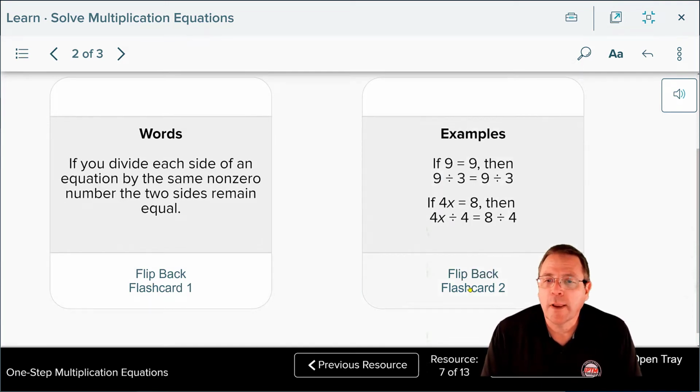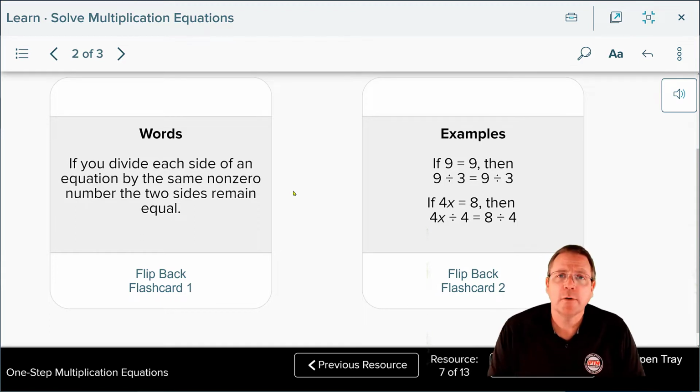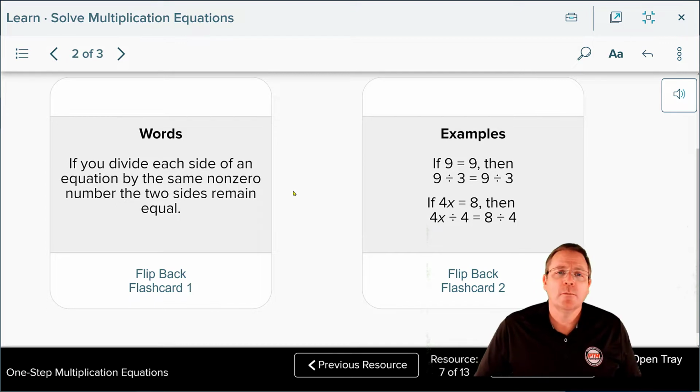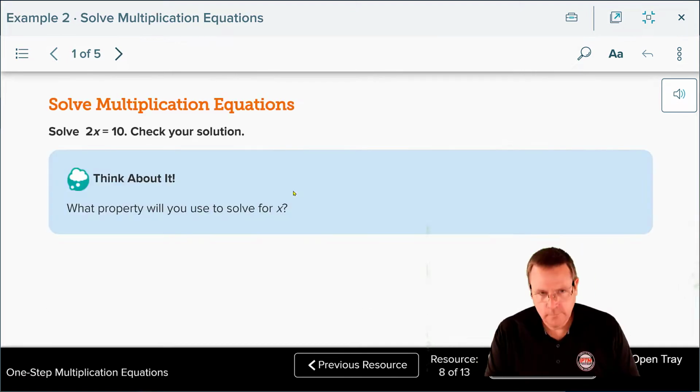And under examples, if you had 9 equals 9 and you divide both sides by 3, then you get 3 equals 3. If you have 4x equals 8 and you divide both sides by 4, that means x equals 2. Pretty easy stuff, don't you think? Very similar to when we were doing the addition and subtraction, only now we're using multiplication and division. So let's apply this to an actual problem.